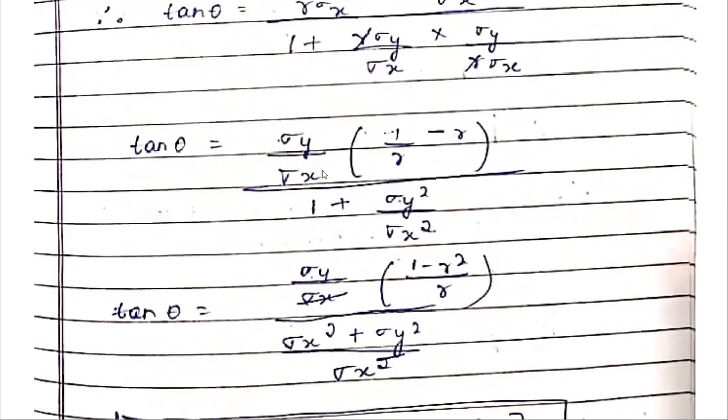Okay. In the numerator, I've written the first term, sigma y by sigma x, as it is. And for the inside term, if you observe, we can take out the LCM. Nothing is there here, meaning 1. So the LCM of 1 and r is r.